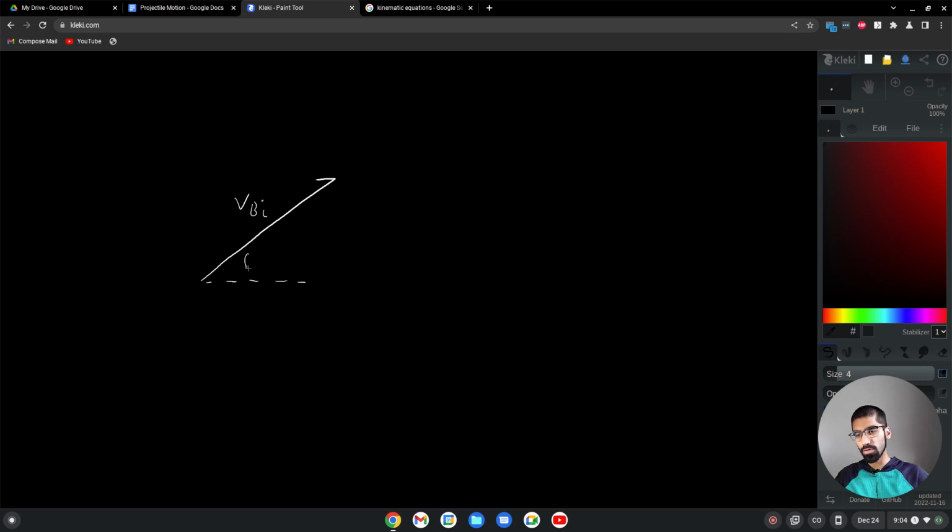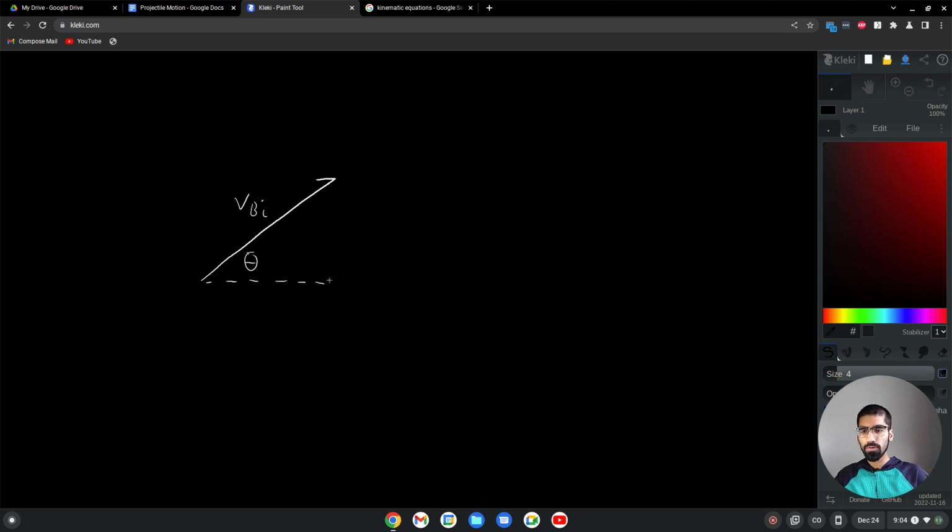I'm going to draw out a quick trigonometric diagram to show this. So the ball has an initial velocity like this, VBI, and it makes an angle of 30 degrees with the horizontal. So let that be theta.